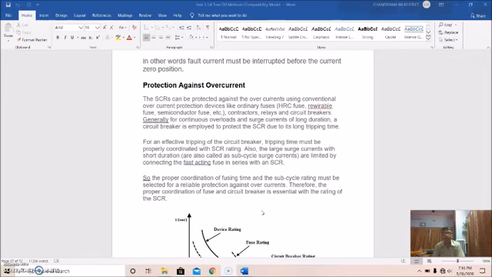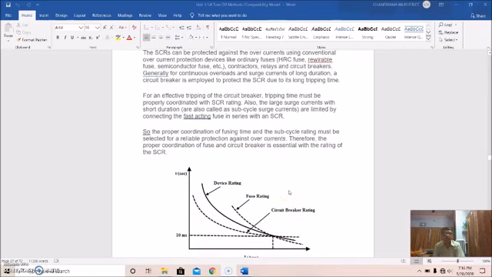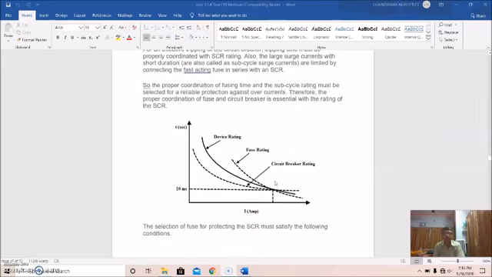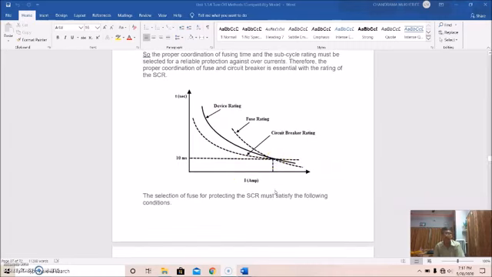Also, large currents of short duration, also called subcycle surge currents, are limited by connecting fast acting fuses in series with an SCR. So proper coordination of fusing time and subcycle ratings must be selected for reliable protection against overcurrents. Therefore, proper coordination of fuse and circuit breakers is essential with the rating of the SCR. Here, the selection of the fuse for protection must satisfy these conditions. This is the graph showing the device rating, fuse rating, circuit breaker rating, and this is the meeting point, and this is the selection point.